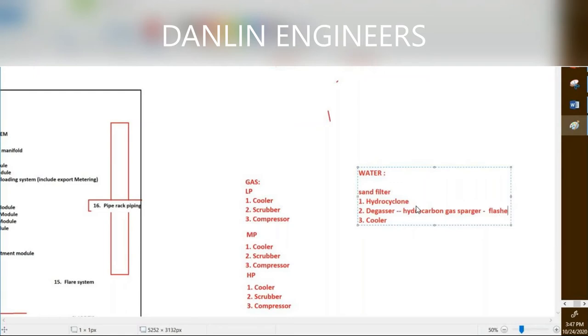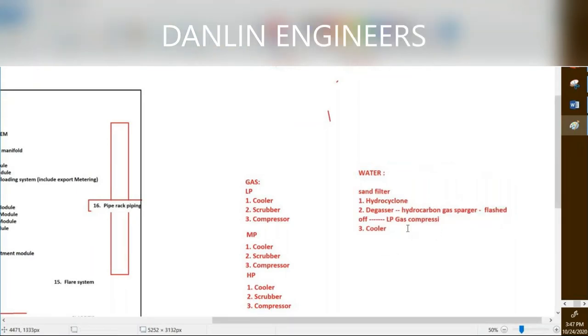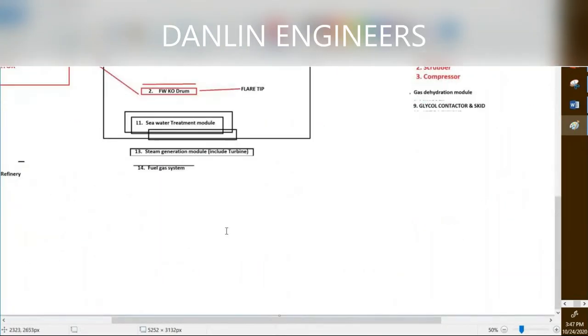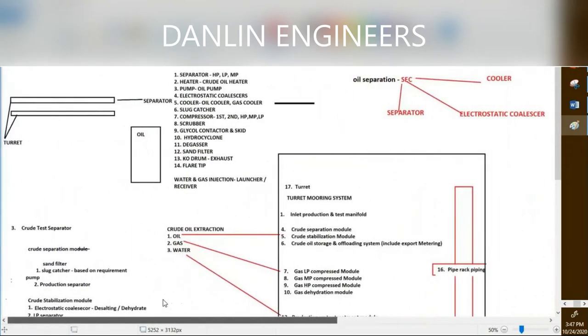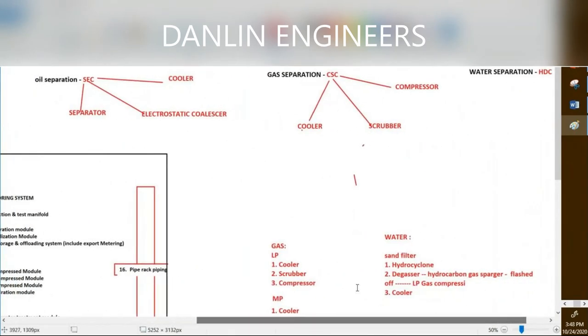Yes, it will be flashed, and then it will be collected in some tanks, and that will be again passed to the LP stage, the LP compressed gas separation module. The remaining gases which are collected will go to the gas compression. This gas which we collected from the degasser will be directly rerouted to the gas collection, right? Again the gases will be going to the gas separation module. So the LP separation, it will be going like that. The routing has to be done. It will go to this module. Then again, the gas process will happen here.